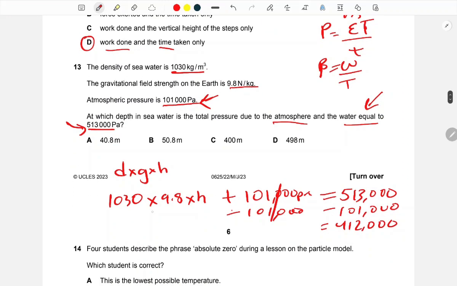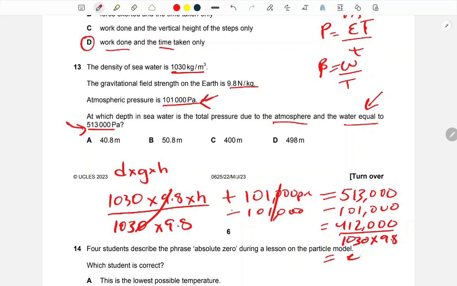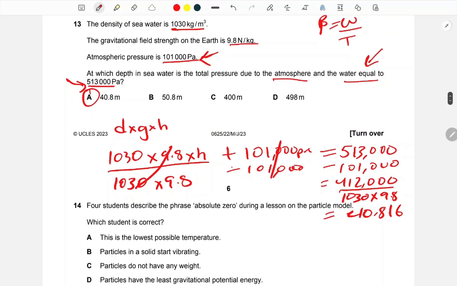Then we divide both sides by 1030 times 9.8. And when we divide, this should give us 40.816. So this is A. Our answer for number 13 is going to be A.